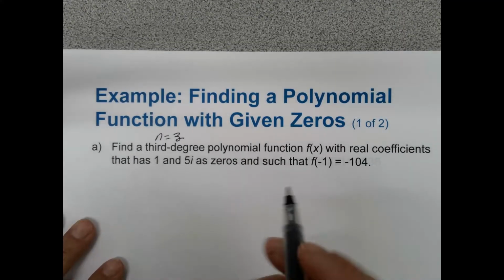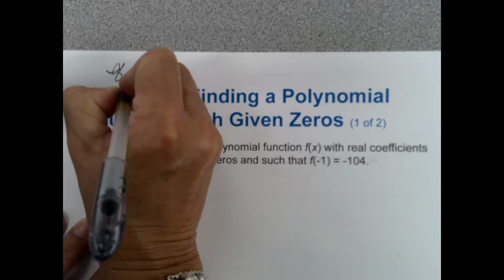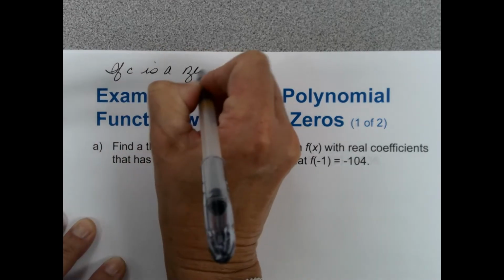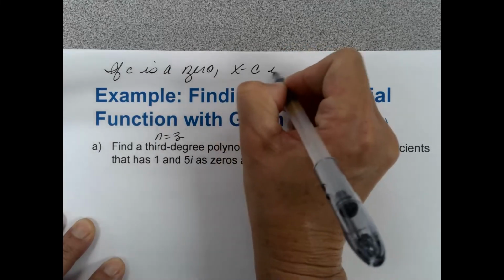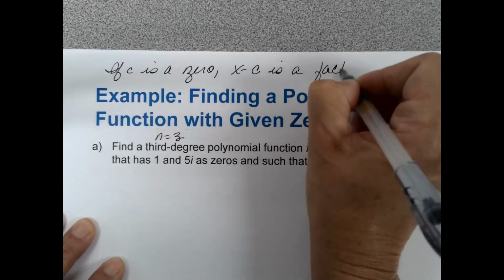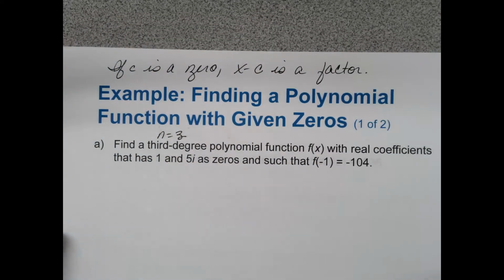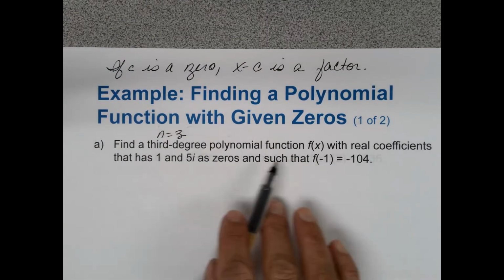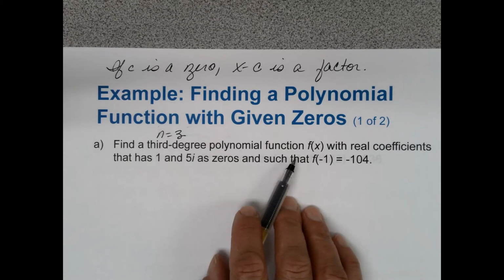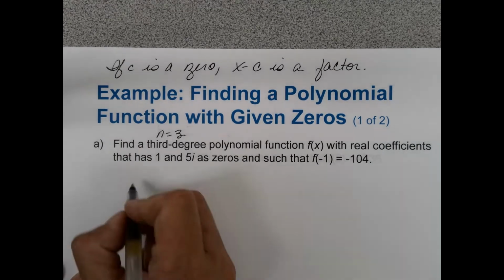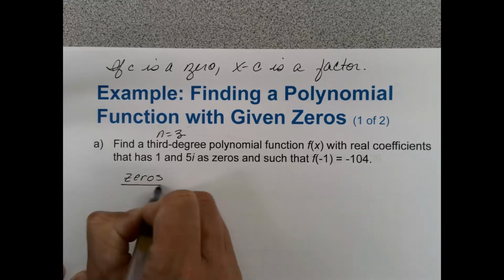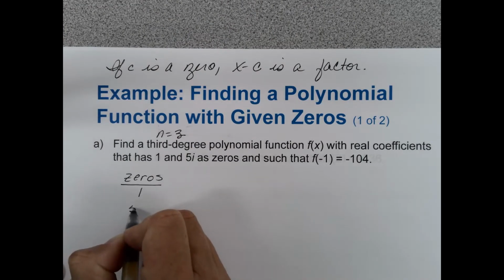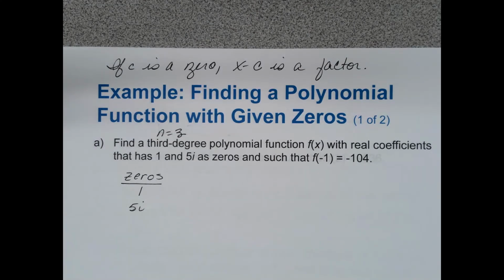Also, remember, just what we were saying a minute ago, if c is a 0, x minus c is a factor. How many zeros will my polynomial function have? 3, exactly. I'm looking for 3 zeros. So let's just list our zeros real quick. They tell us that 1 is a 0 and 5i is a 0. Well, how can we find the third one? They didn't give it to us.